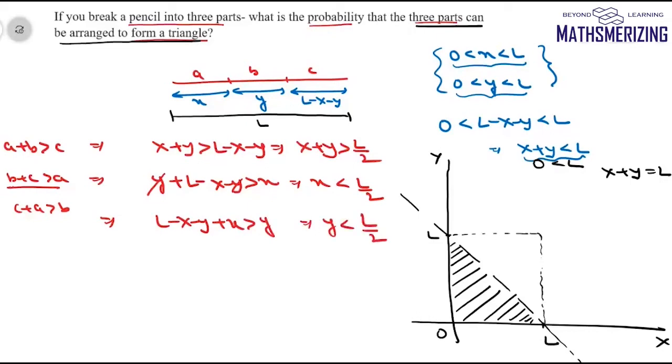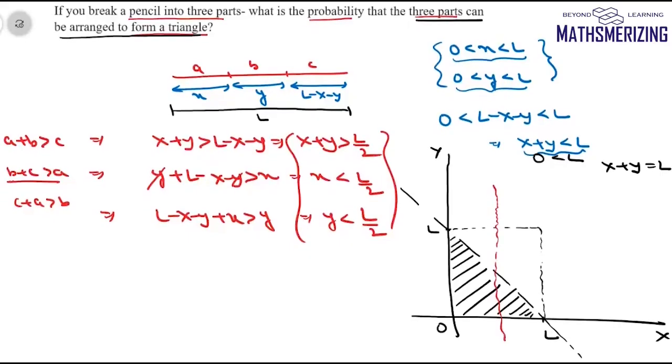So the condition that these 3 parts can be arranged to form a triangle is this: X plus Y should be greater than L by 2, X should be less than L by 2, and Y should be less than L by 2. So I'll mark this region. So I'll take X as L by 2, so this is x equals L by 2, and then I'll also have this y equals L by 2.